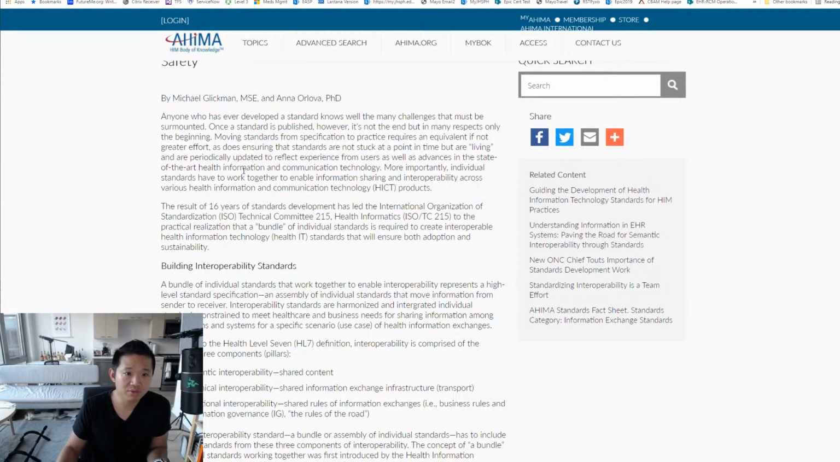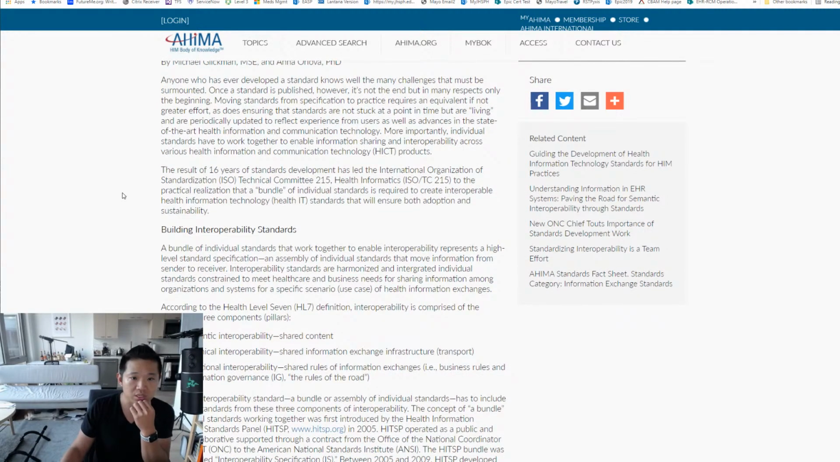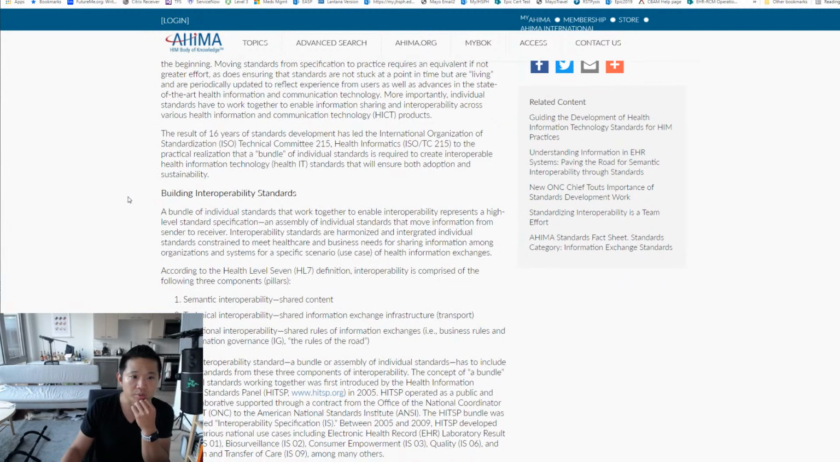Let's read through this. Anyone who has ever developed a standard knows well the many challenges that must be surmounted. Once a standard is published, however, it's not the end, but in many respects only the beginning. Moving standards from specification to practice requires an equivalent, if not greater effort, as does ensuring the standards are not stuck at a point in time but are living, and are periodically updated to reflect experience from users as well as advances in the state of the art health information communication technology. More importantly, individual standards have to work together to enable information sharing and interoperability across various health information and communication technology products.